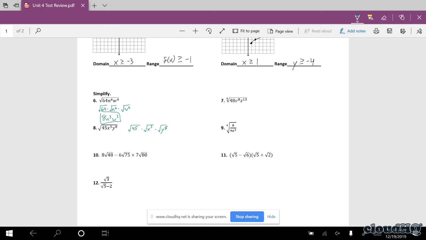Do you recognize a factor of 45 that is a perfect square? 9, yeah. So I would break that apart. Oops. I meant to write a 9 there. Here, I'll erase and try it again.